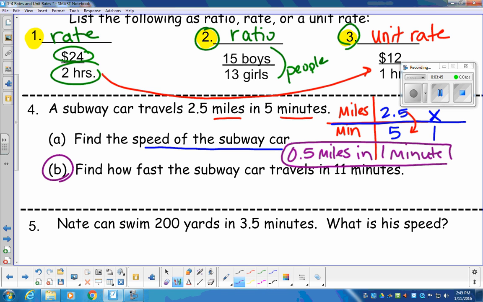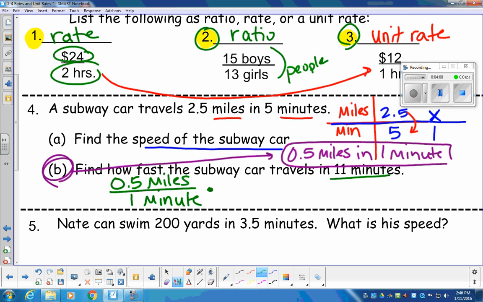So in part B, we're going to use the information that we know of how fast the car is traveling. If it travels 0.5 miles in 1 minute, how far does it travel in 11 minutes? We have many options on how to solve this problem. The speed of the car was 0.5 miles, or half a mile, in a minute. So some students would just multiply that by 11 minutes to find out that the car is traveling 5.5 miles in 11 minutes. That would be an option.